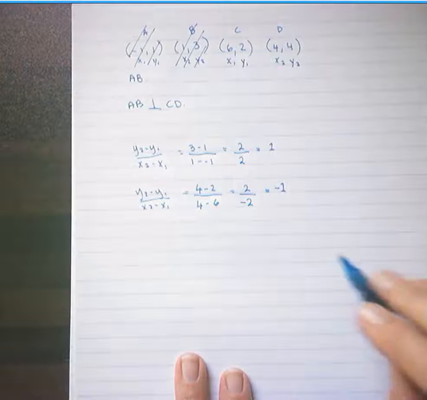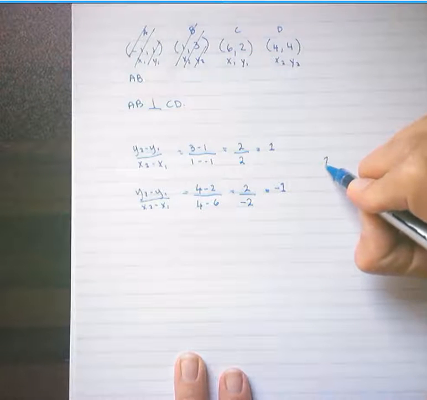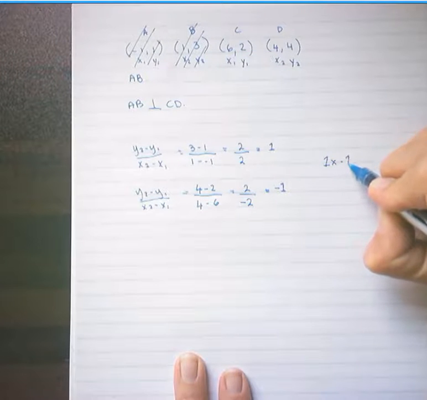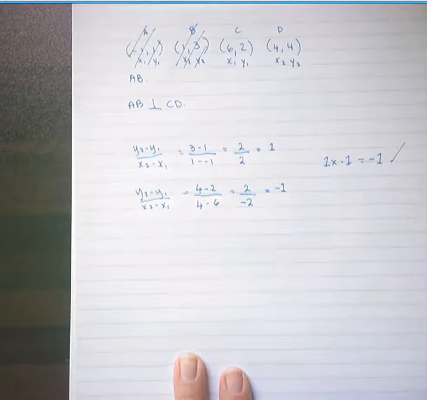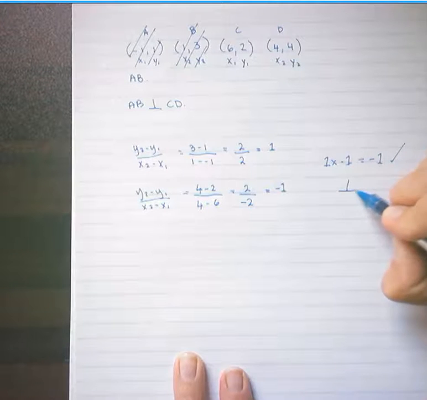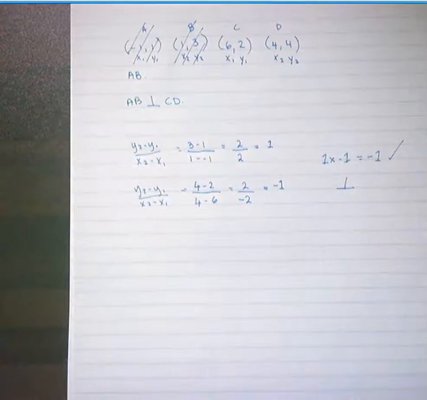Alright, so in terms of that, if you go 1 times minus 1, do you get minus 1? And we do. So because we get minus 1, we know that they are perpendicular. Okay, and that will be that one done.